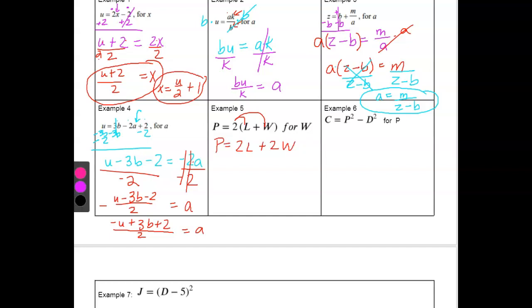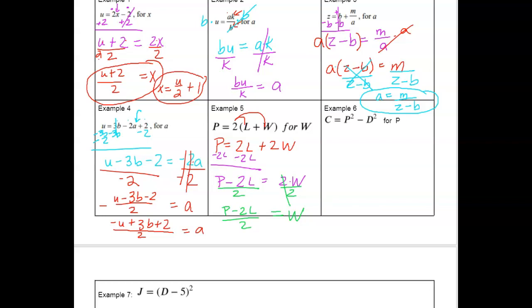Okay, so then we will subtract 2L. So P minus 2L equals 2 times W. And so then to get that W all by itself, we'll divide by 2. I like to keep them together, but remember we do have that flexibility of, like example 1, we can split them up. I just don't really think there's a reason to. Okay? All right, so now we move on to the squareds, which is what's new for this course.